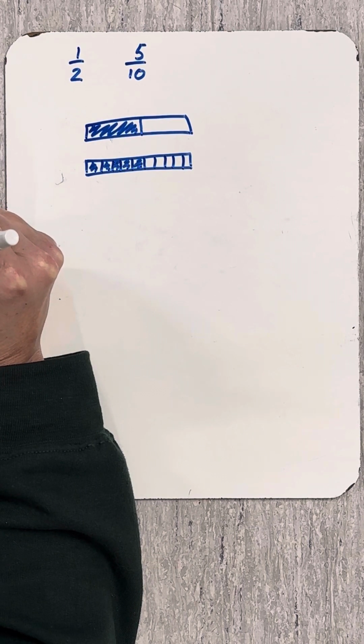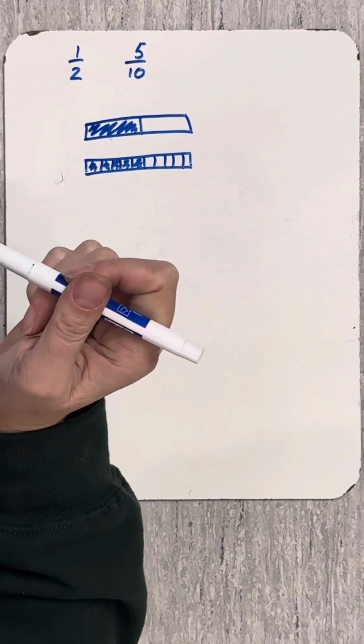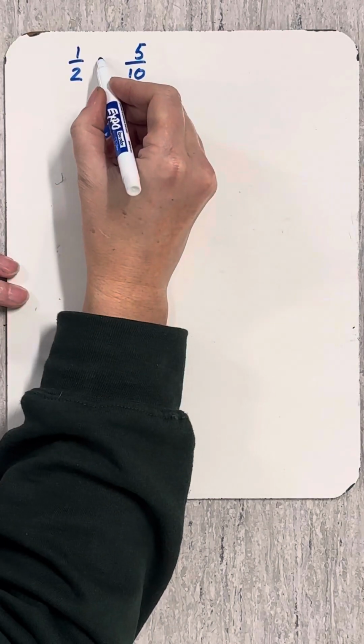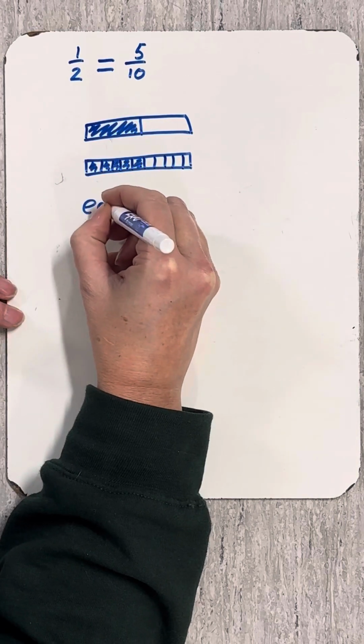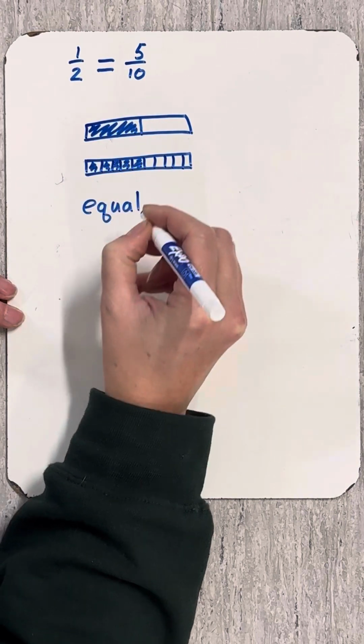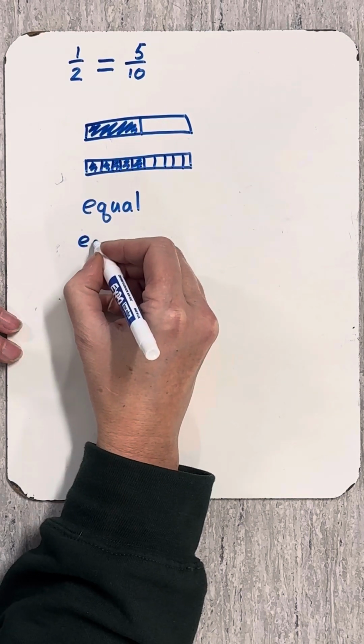All right, hopefully you notice that these 2 chocolate bars are the same amount. And the sign we use to compare fractions that they're the same is, of course, the equal sign. So we could say that these 2 fractions are equal. To make it sound even fancier, we can use the word equivalent.